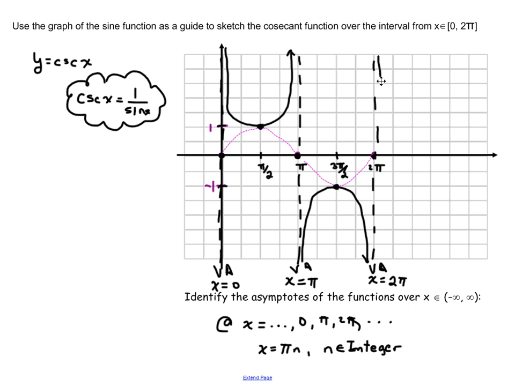So we'd get another cycle off to the right here if we wanted to, or we'd get another cycle off towards the left if we cared to put it. That might go like this, and we could show this function over and over again. But this is the graph of y equals cosecant of x.